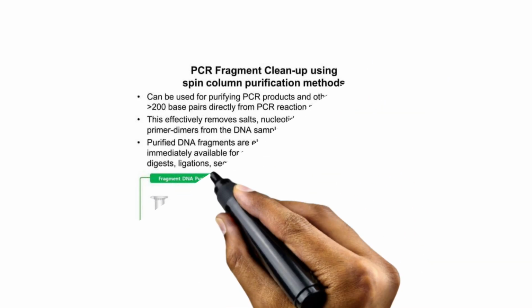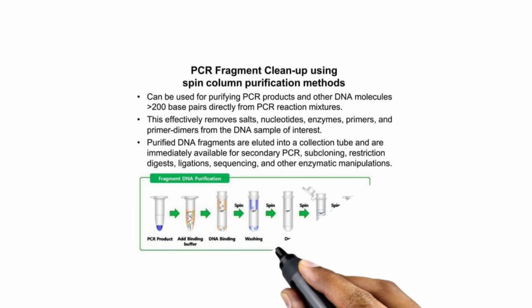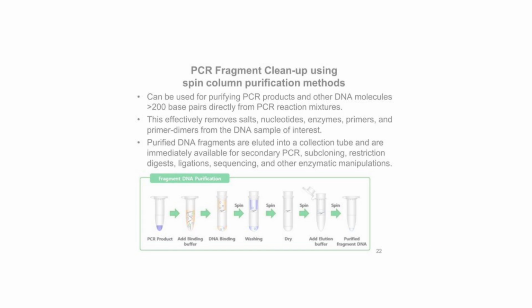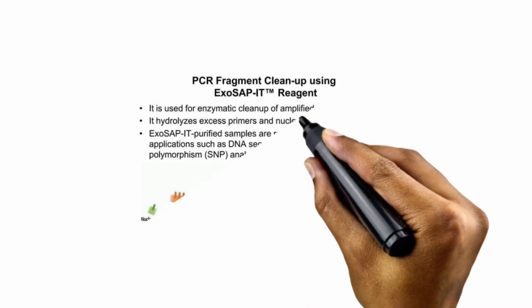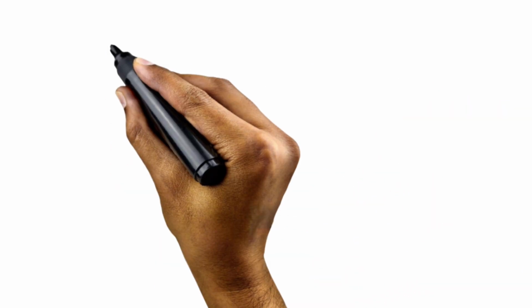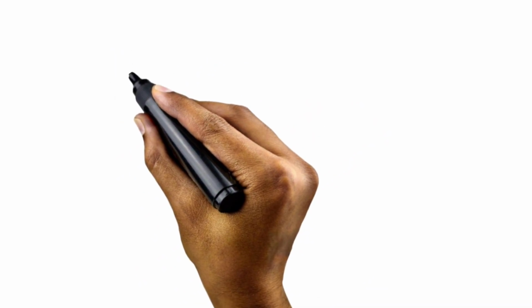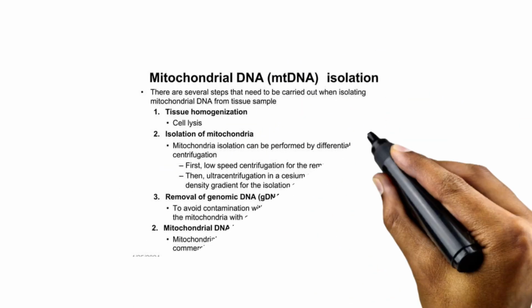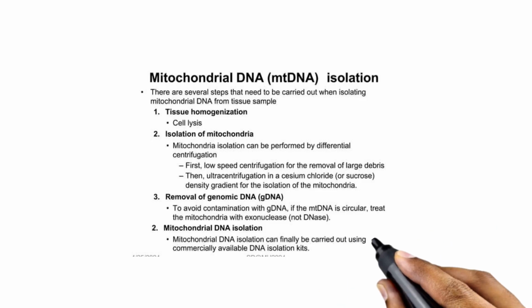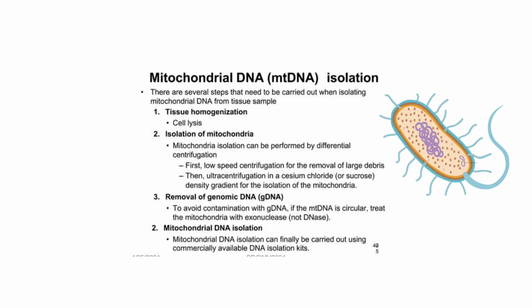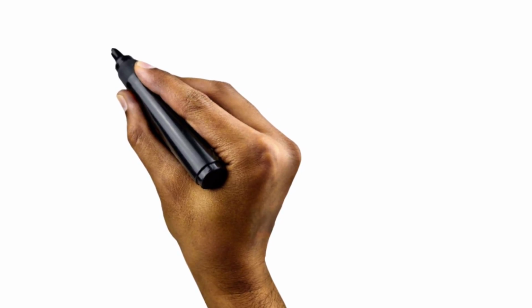PCR fragment cleanup using the spin column purification method, as you can see in the figure, can be used for purifying PCR products and other molecules greater than 200 base pairs. Now you'll see PCR fragment cleanup using ExoSAP-IT reagent. This reagent is also used in this. Now you'll see mitochondrial DNA isolation. Several steps need to be carried out: tissue homogenization, isolation of mitochondria, removal of genomic DNA, and mitochondrial DNA isolation.